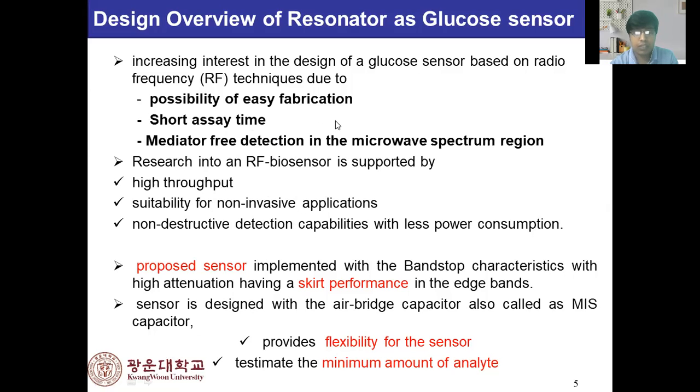Researchers also proposed a sensor implemented with band stop characteristics with high attenuation, having a discrete performance in its band. That's why the proposed technology has become very interesting. The sensor is designed with a capacitor called a metal insulator semiconductor, or MIS, capacitor. This also provides flexibility to the sensor and a minimum testing time with the analyte. Basically, during the test, a minimum amount of analyte is needed for sensing, which helps reduce the sensor's sensing time.